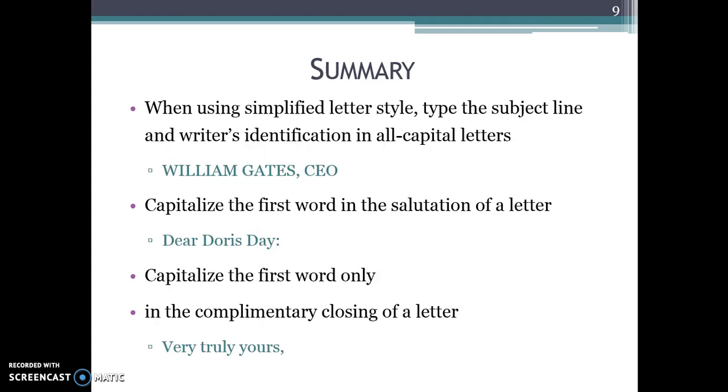When using simplified letter style, you want to type the subject line and writer's identification in all caps. You also want to capitalize the first word in the salutation of a letter. You end that salutation with a colon unless it is someone you know personally, and then you can end it with a comma. You want to capitalize the first word only in the complementary closing.